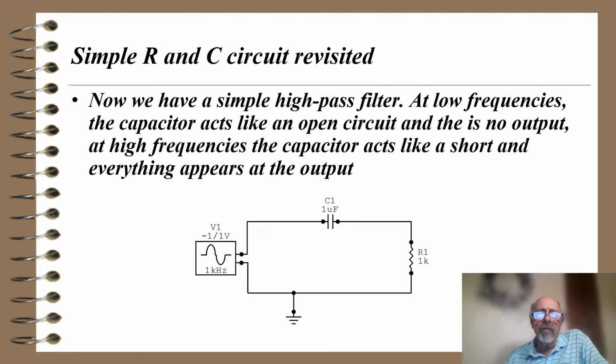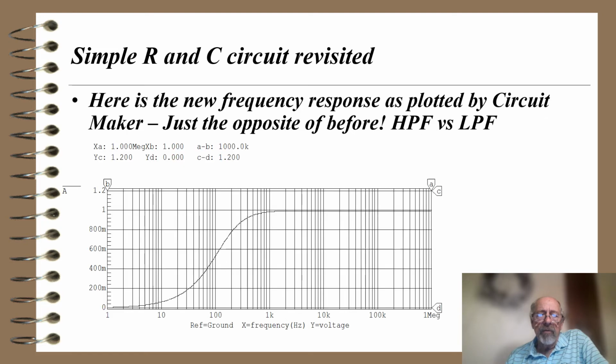Now we have a simple high-pass filter. Why? Because at low frequencies the capacitor acts like an open circuit and there's no output. At high frequencies the capacitor acts like a short and everything appears at the output. If I use Circuit Maker again, here's the new frequency response as plotted by Circuit Maker, just the opposite of before. This is a high-pass filter versus a low-pass filter. Notice at low frequencies nothing gets through, but above about 1 kilohertz here, everything gets through. The output's 1.